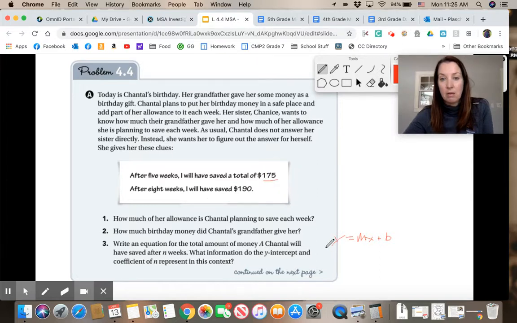Okay, so in this situation, think about what this total number would be. Would that be y? Or would that be x? If we're talking about a total, it's going to be y. The x would then be what? The money is the dependent variable. The x is going to be the independent variable, and that's going to be time. So in this case, they're talking about weeks. So write the equation. They say n weeks, so then this x would become an n. What information do the y-intercept and the coefficient represent? So what does the y-intercept represent, and what does the coefficient represent?